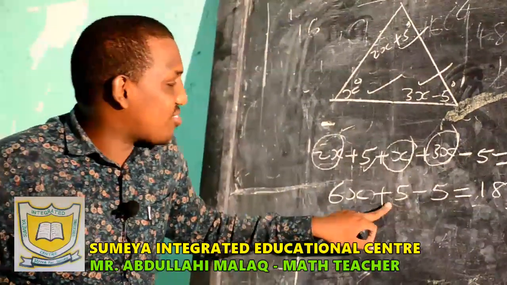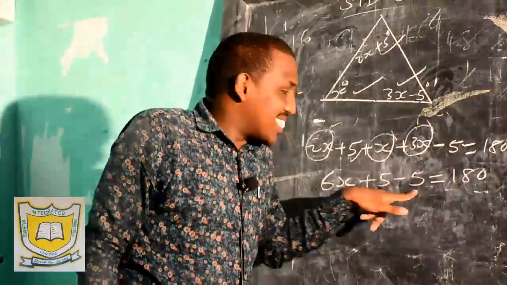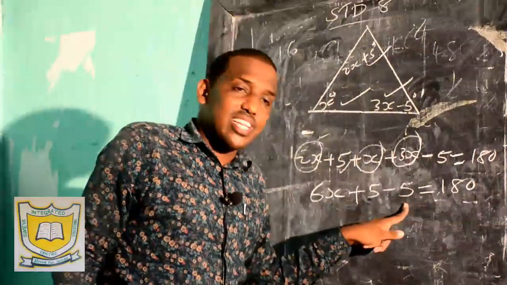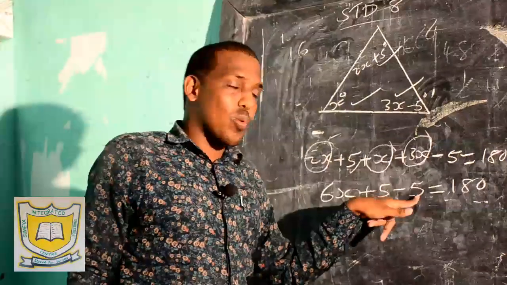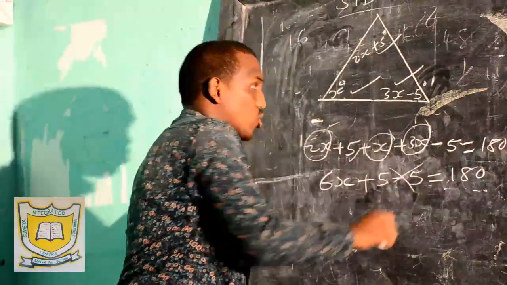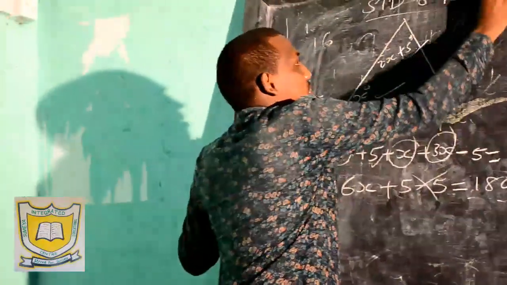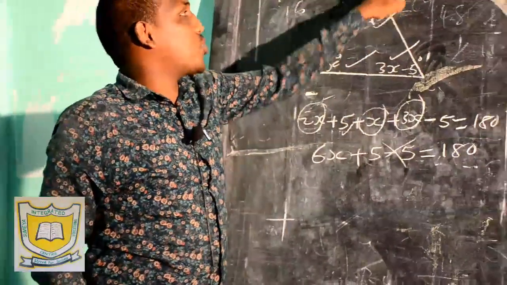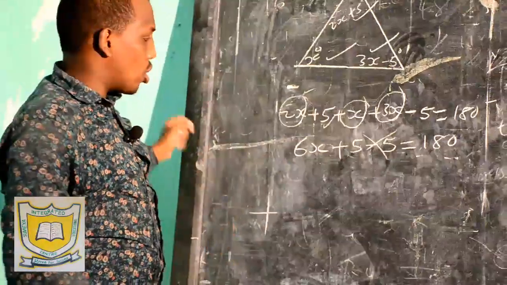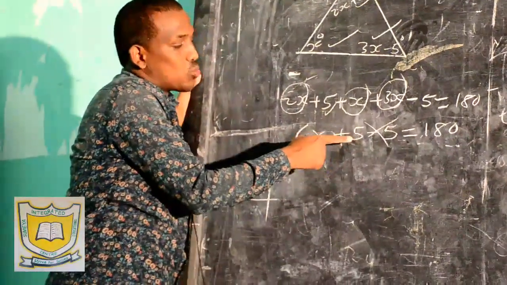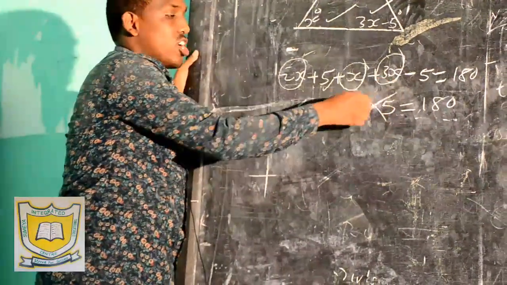Now check here, plus 5 minus 5. And I always say, two same numbers, one positive, the other one negative, the answer is always 0. So they cancel one another. For example, 10 minus 10, or 5 minus 5, is 0. So here is plus 5 and here is minus 5, so 5 minus 5 is 0.